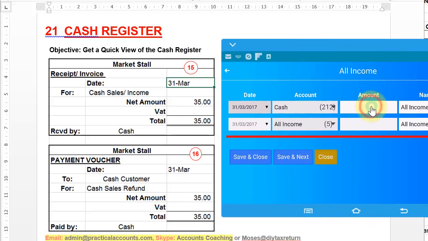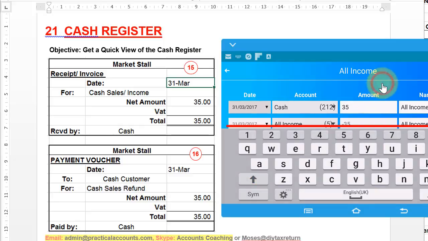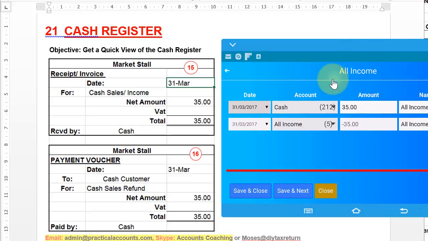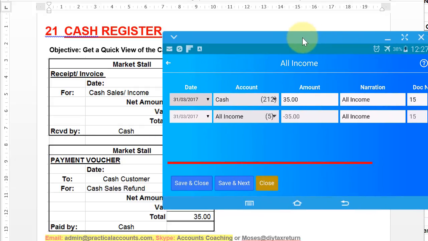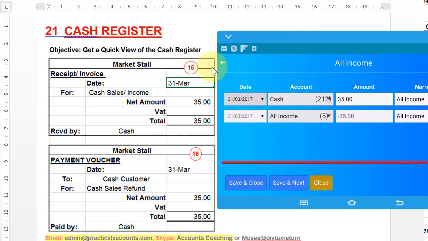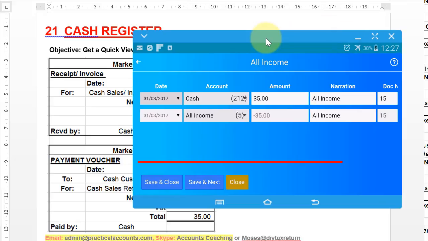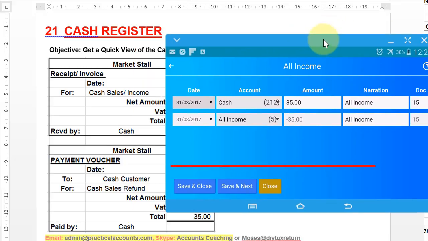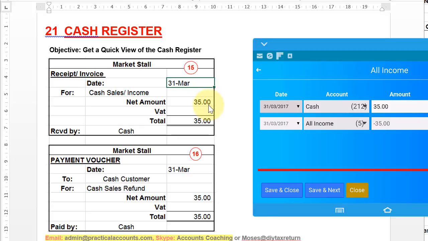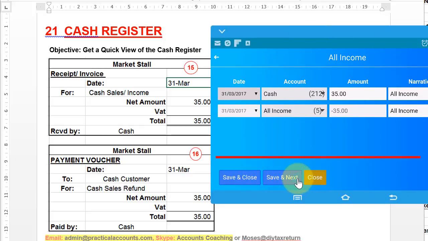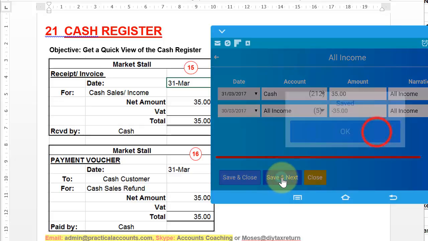What we need to enter is the amount, 35, of the sales. Now the document number is 15. This form generates the document number, and we should imagine that there is no number on this document as yet. So we copy the number from the form to the document and match them. When it comes to accountability or support, this transaction is supported by that source document number 15. It looks like we are ready to save. Click save and next.